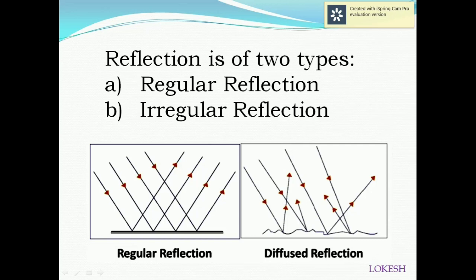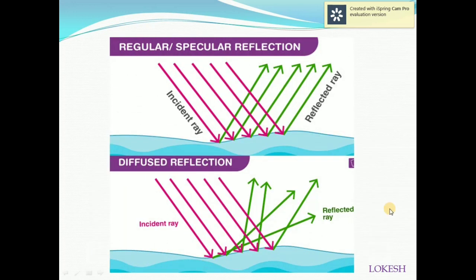Reflection is of two types, regular reflection and irregular reflection. This diagram depicts the regular reflection. In regular reflection, when parallel beam of light falls on a smooth surface, the reflected beam of light is also parallel. But in diffuse reflection, when a parallel beam of light falls on a rough surface, the rays of light scatter in different directions. Hence, it is called diffuse reflection or scattering of light.